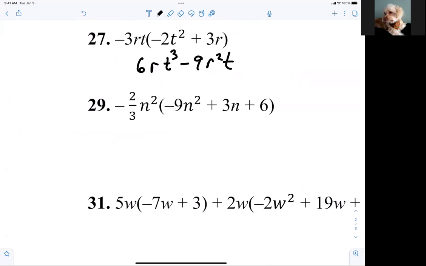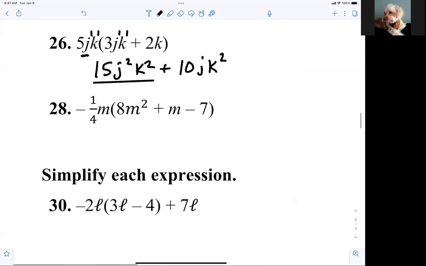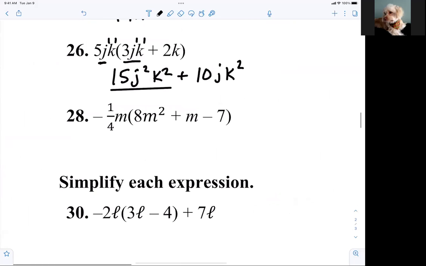What's the difference of R squared and T not being squared? Because there's 1 T here, kiddo. There's no T's here. Right, there's no J's. There was a JK here and a JK here, which made it J squared K squared. Now over here, there are 2 Ks and 1 J. 2 Ks and 1 J.